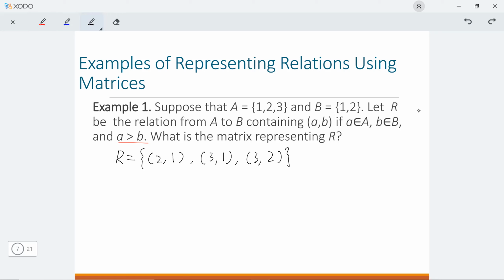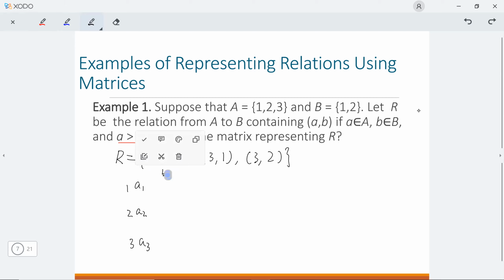Now let's try to use a matrix to write this. For this matrix, our rows show the elements in set A and the columns show the elements in set B. So you can think of A1, A2, A3, which are our 1, 2, 3, and we also have B1 and B2, which are our number 1 and number 2.